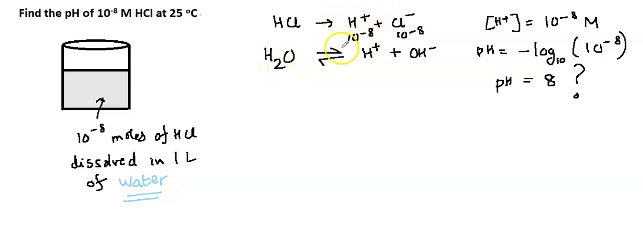Now see, because of the common ion effect, we know that the dissociation of water is going to be suppressed a little bit. Correct? So we'll assume that it's X. We'll try to calculate X.